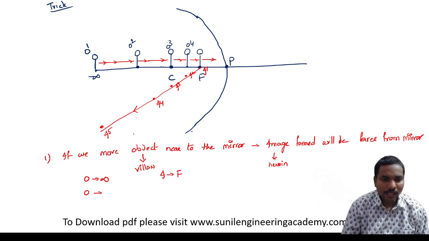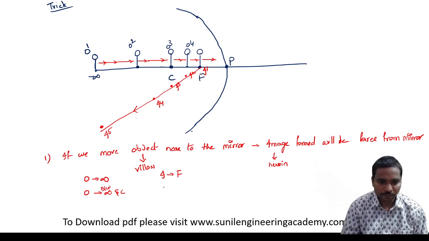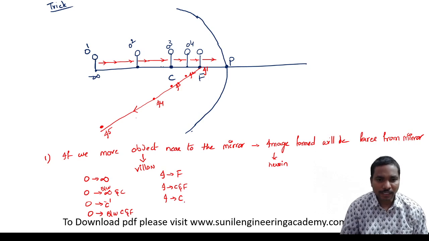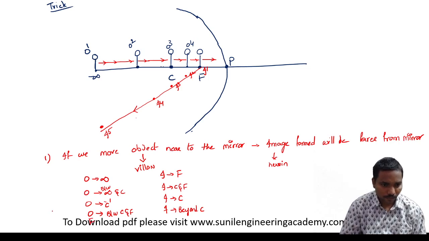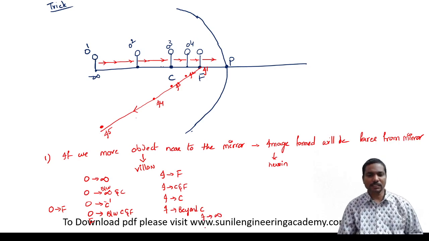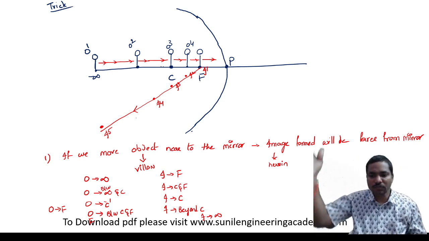If the object is between infinity and C, the image is between C and F. If you place the object exactly at C, the image is also exactly at C. If you place the object between C and F, then the image formed will be beyond C. If the object is at focus, then the image will be at infinity, correct? So whenever the object moves near to the mirror, the image formed will be farther from the mirror.